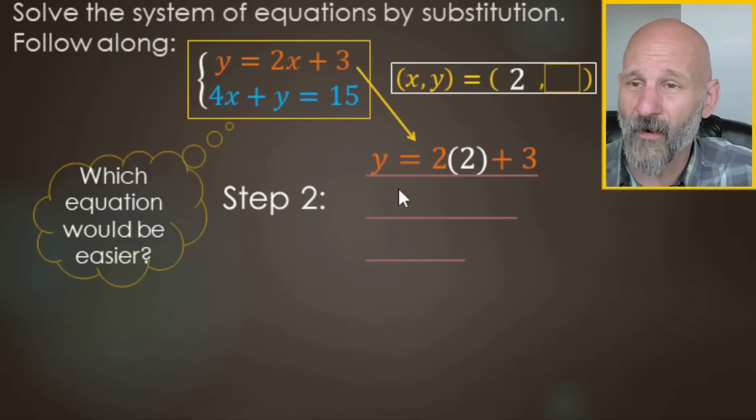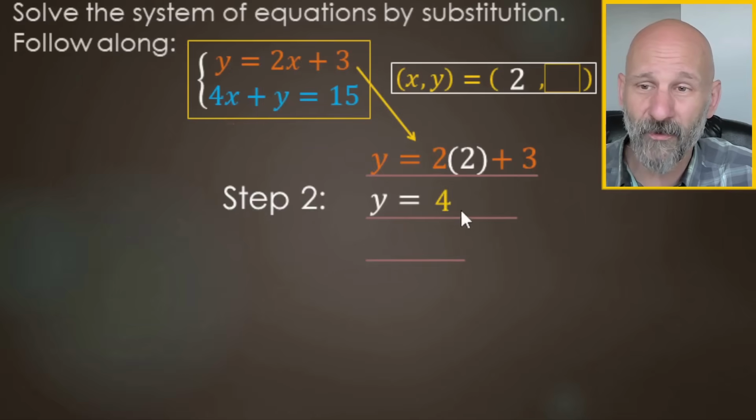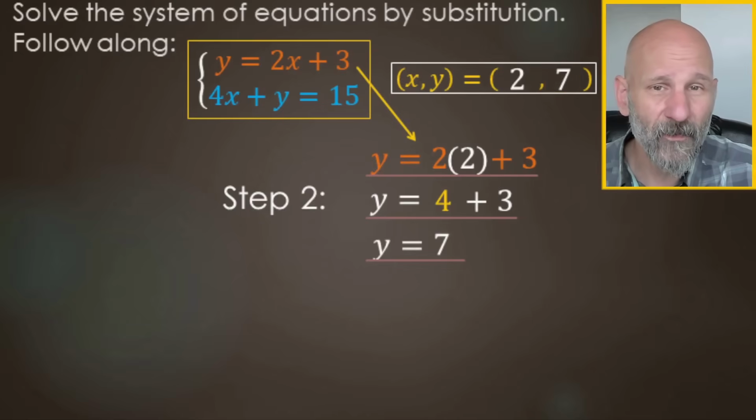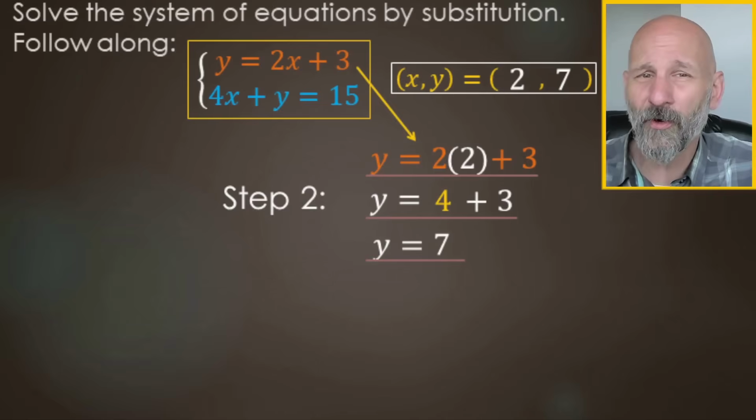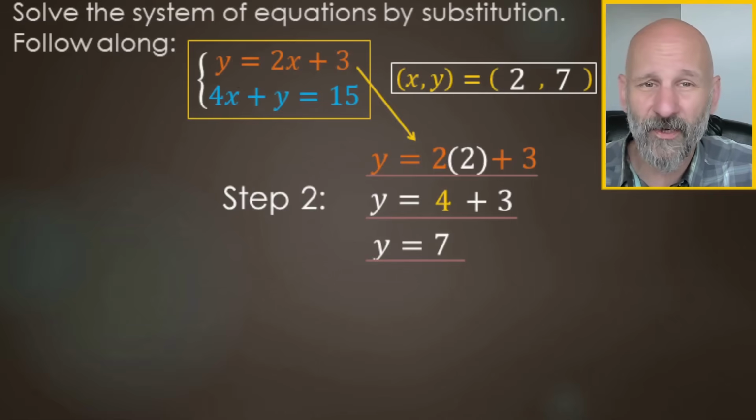So now we just do order of operations. y equals 2 times 2 is 4, and then we have a plus 3, so y is going to equal 7. So 2 comma 7, x is 2, y equals 7, is the ordered pair that makes both of these equations true.